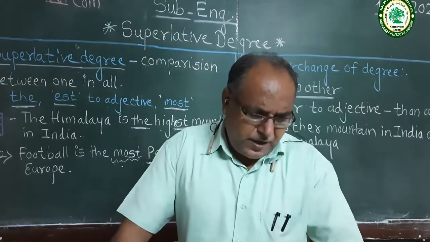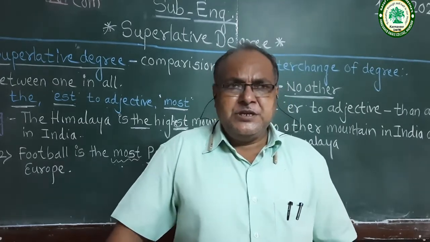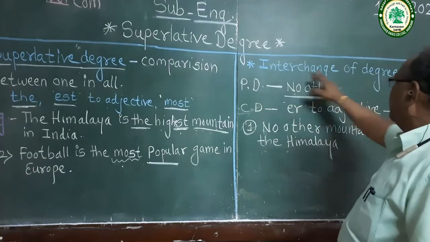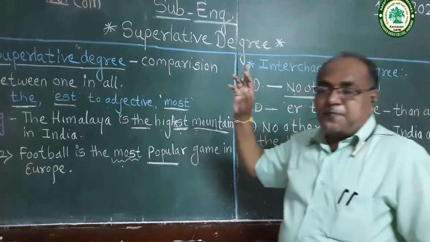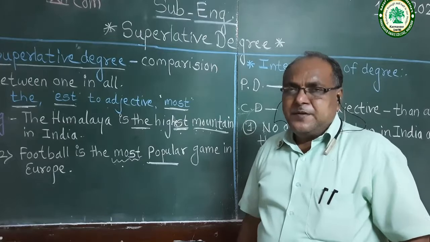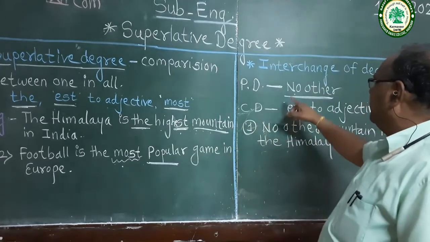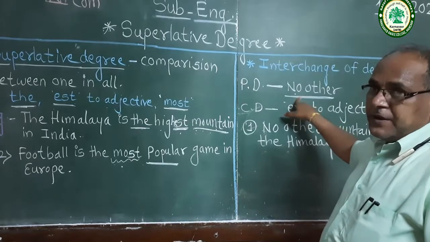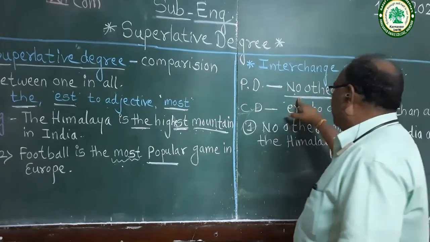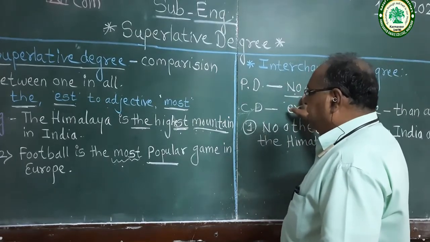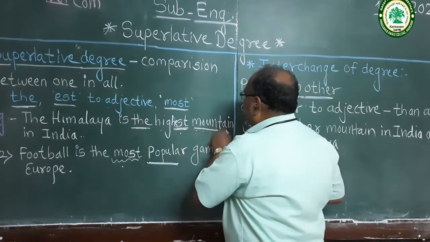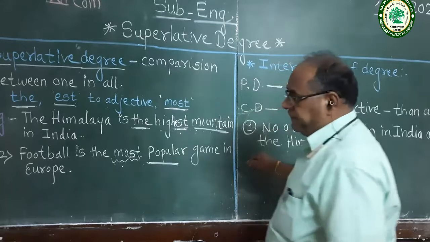So this topic we are going to discuss. First of all, look at here. While interchanging the superlative degree into positive degree, begin your positive degree with the words "no other", and then write the noun followed by the adjective in the superlative degree.